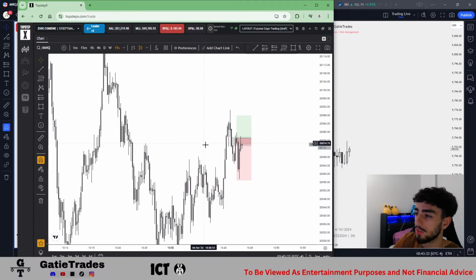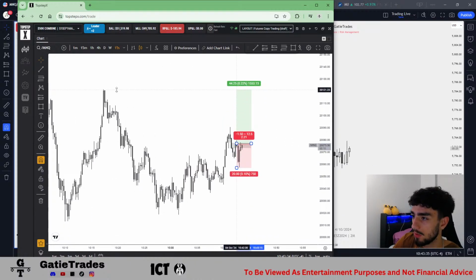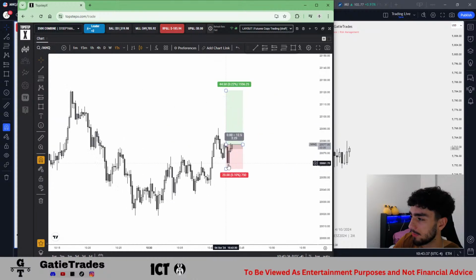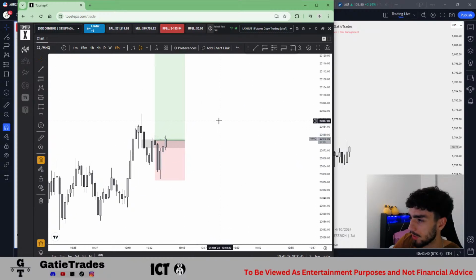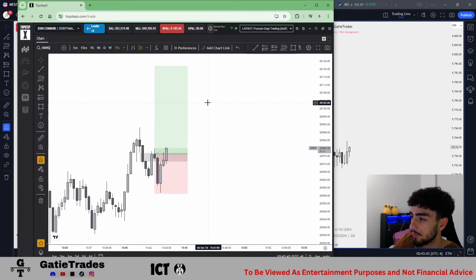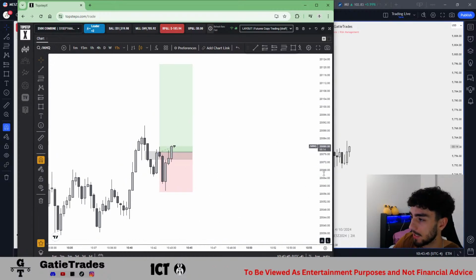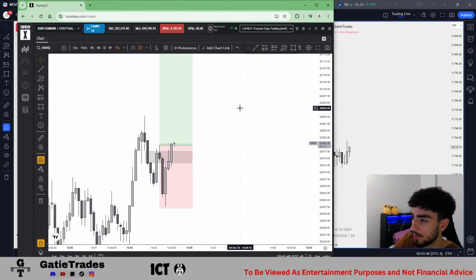It'd have to close above here first, obviously. Then we can target the buy side, relative equal highs on ES. If this candle closed bullish, yes, I would take this. Like, let's see if I got filled. You get filled right here on the order block high there.